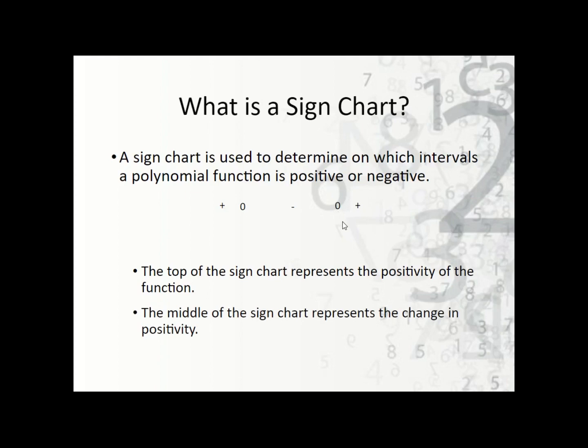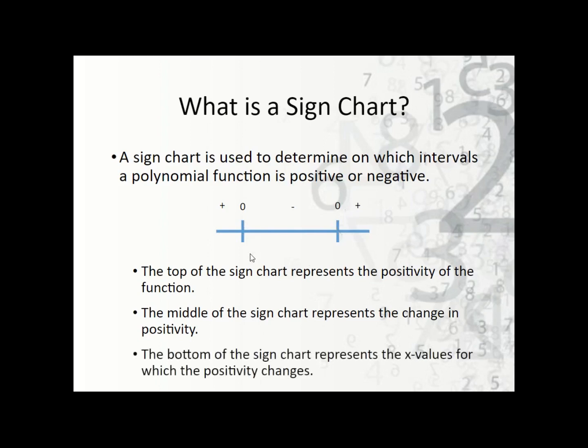The middle of the sign chart represents the change in positivity, so it's just this little graph here. It almost looks like a number line. And then we're going to put lines here to represent the x-intercepts. And the bottom represents the values. So where did these occur? Maybe I have an x-intercept at 1 and 3. So it was positive until it hit 1. Then it crossed and went negative. And then it crossed again here at 3 and then went back positive. So that's what this sign chart is telling me.